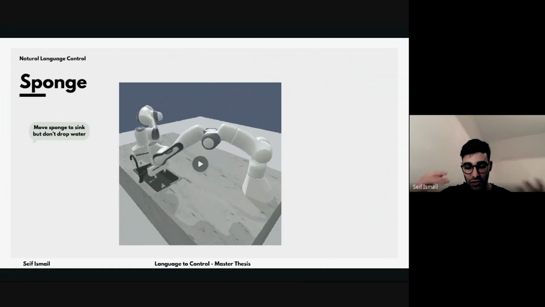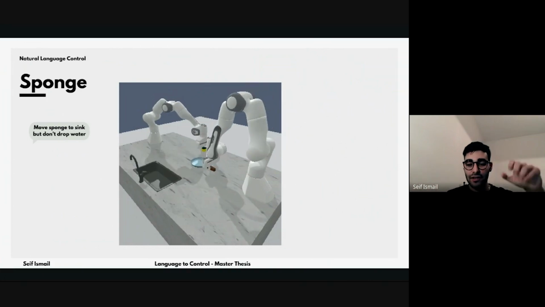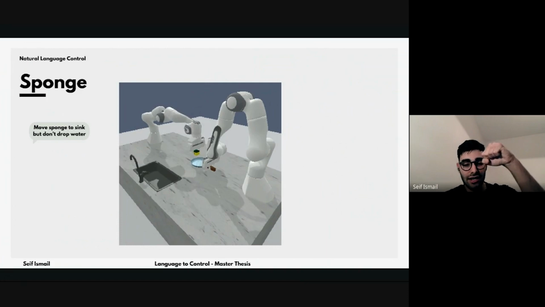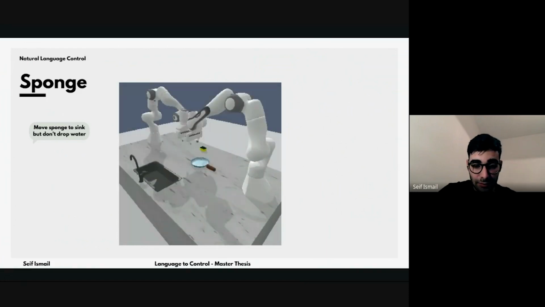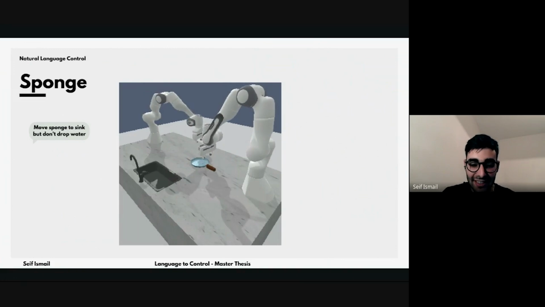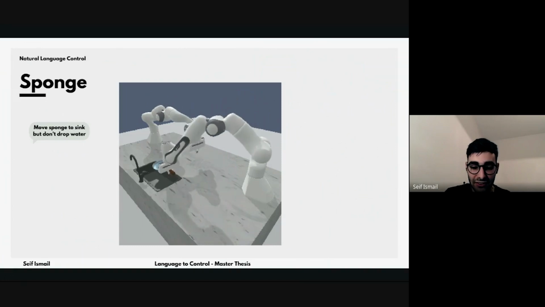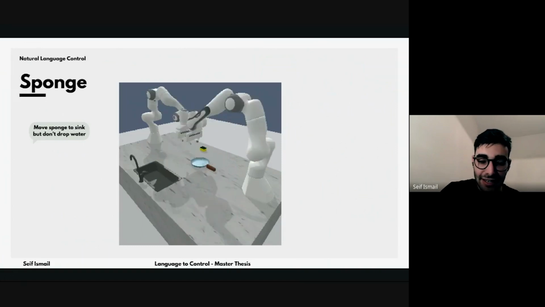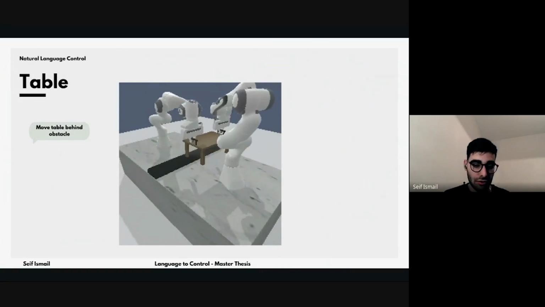This was not the original way that I was thinking the robots would solve the problem, because I was thinking of carrying a sponge with my hand and then putting the other hand beneath it to move it to the sink. Sometimes I was actually surprised, because there are more efficient ways which I hadn't originally thought about. It essentially consists of dropping the sponge on the pan and then moving the pan. And then finally, you have the task of moving the table behind the obstacle and avoiding collisions with the obstacle.